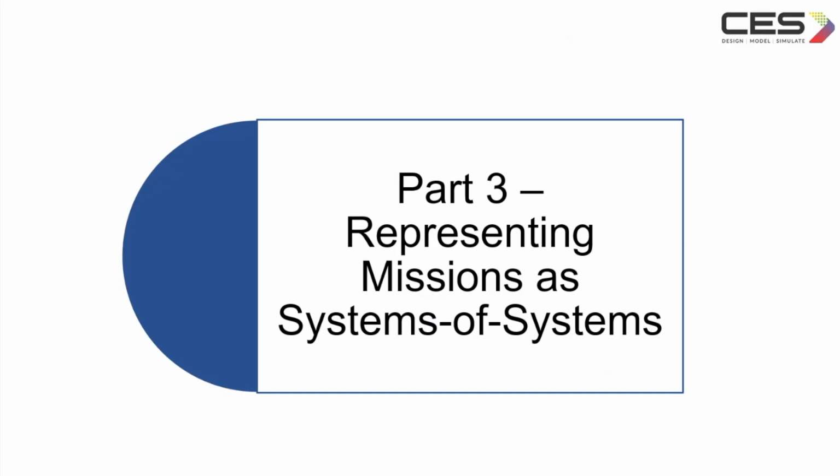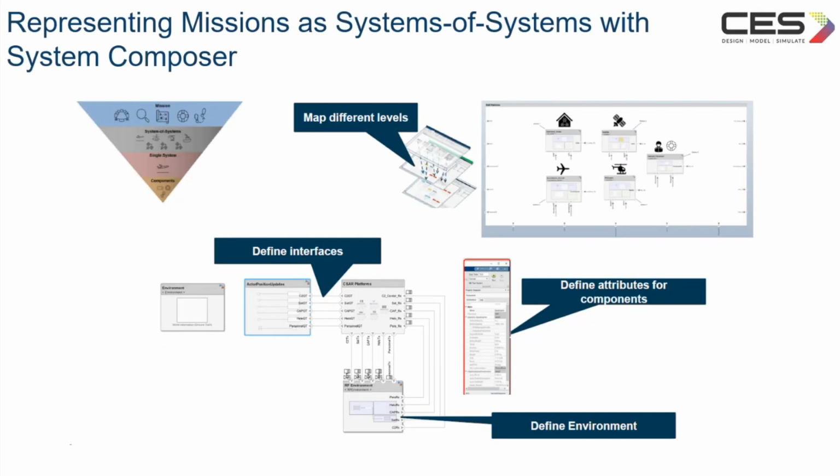Let's go to part 3, how we can represent a mission as a system of systems. I believe everybody knows, our audience, our attendees, most of you are MATLAB and Simulink users. To represent the mission as a system of systems requires more than listing assets. We need to define this hierarchy of the mission, establish the interfaces between systems, assign the key attributes to components, and capture the operational environment.